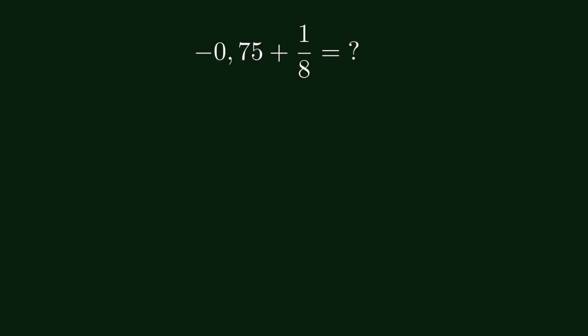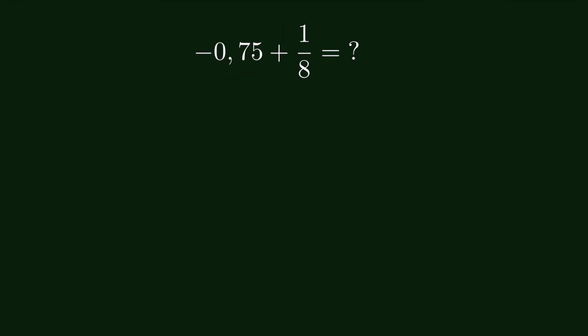Minus 0.75 plus 1 upon 8. How do we add this? So there are two methods that we can use. First, we can convert this fraction into decimal, and then we can add the decimals, or we can convert this decimal into fraction and then we can add the fractions.